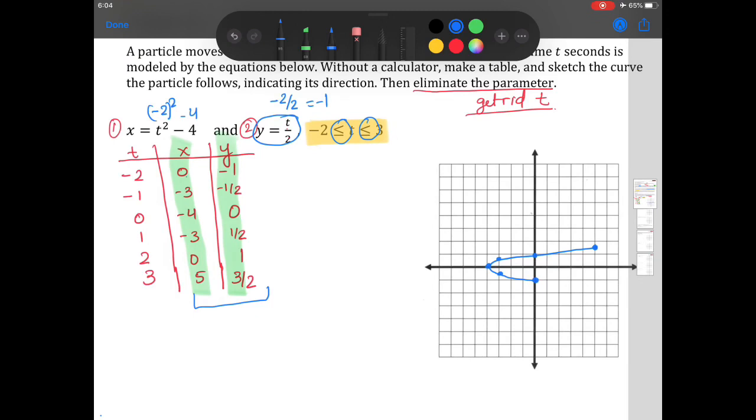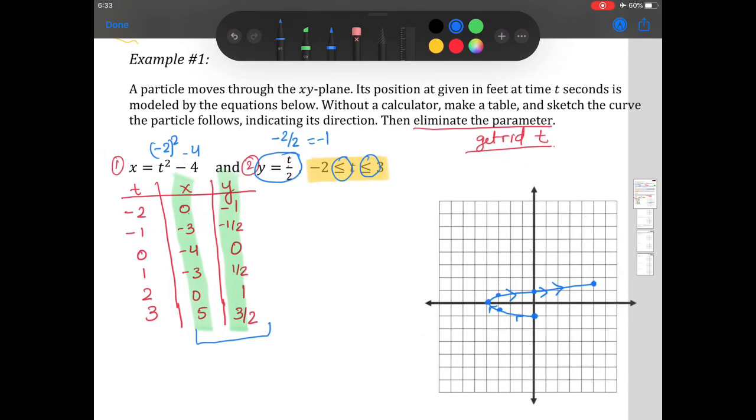It's very important to write the direction because I started at 0, negative 1, so the particle is moving in this direction. Direction is very important, and the question here also said the particle moves through the xy plane and to indicate its direction. If you don't indicate the direction, you end up losing points. So please make sure you indicate the direction. This is how you graph these two equations.